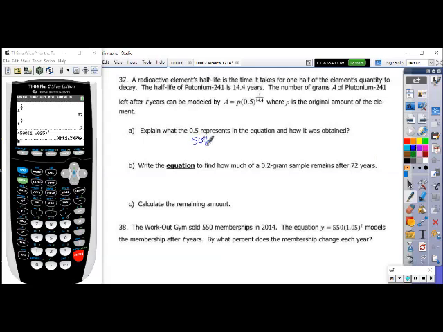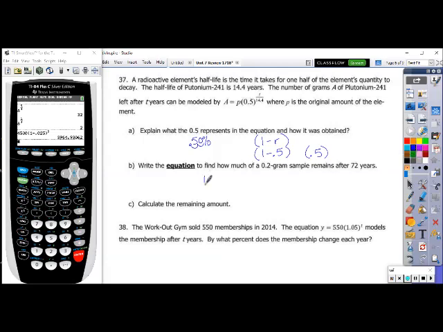So a couple of ways we can think about this. If we had our 1 minus R, which we're used to, we could say 1 minus 0.5, and we would get our 0.5. Another way you could look at that is if you change 50% to a decimal, you would end up with 0.5. So either way you see it is fine. And then for B, it says write the equation of how much to find 0.2 gram sample remains after 72 years. So we just have to plug those in.